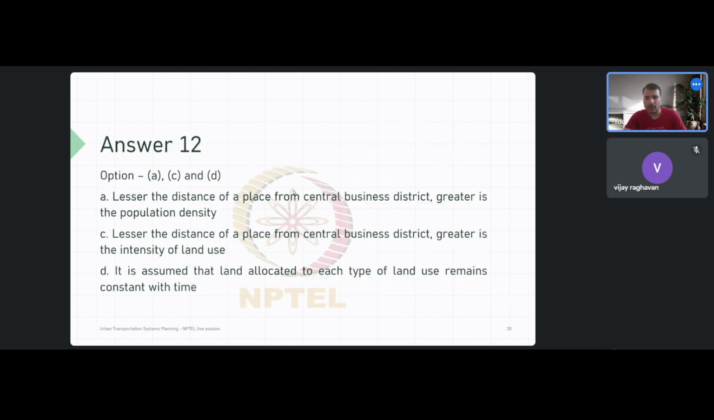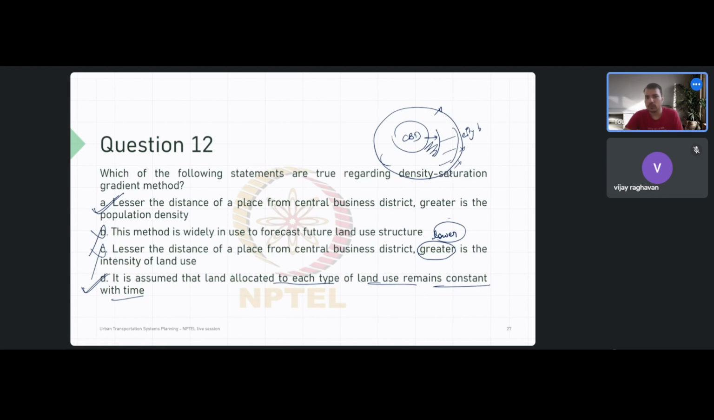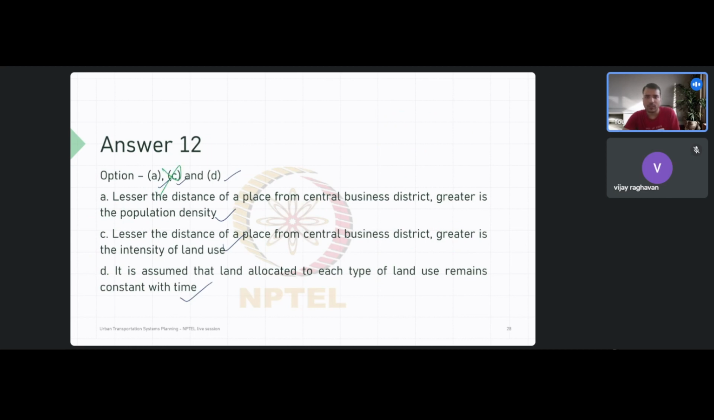So A and D we can select. Since A and C are same, both are true, with A, C, and D. The closer we are to CBD, greater will be the population density. So both these were true. And land allocated to each type of land use remains constant. So this also is our assumption. Just mark it with green. So here we can select A and B. We can remove C. C is not needed.